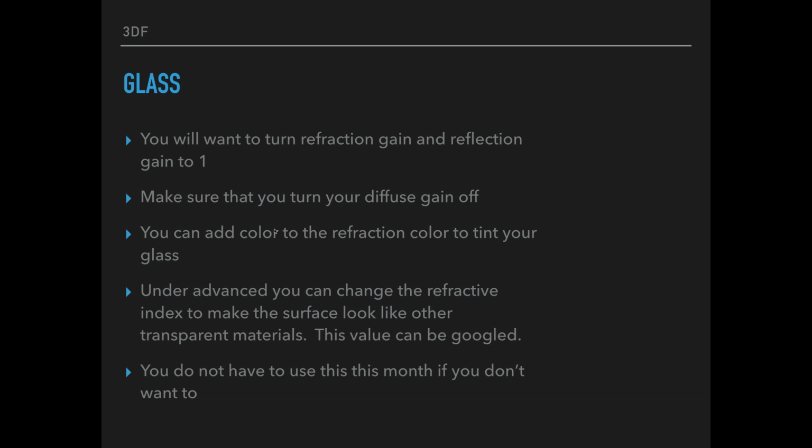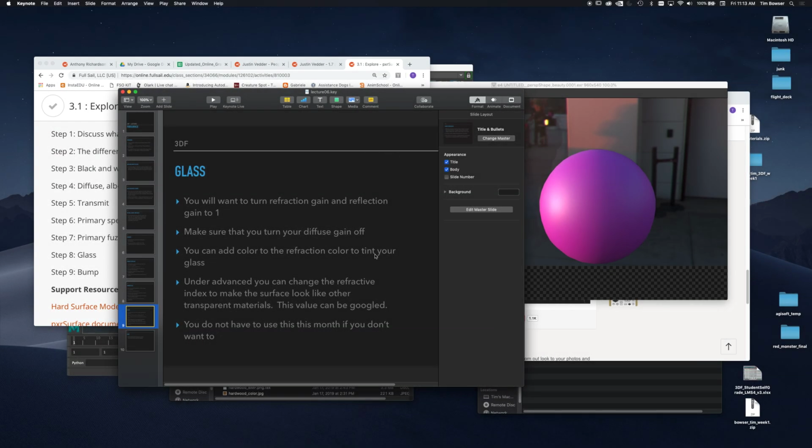And under the Advanced tab, you can change your refractive index to make your surface look like other transparent materials, like plastics, diamonds, water, honey, and you can Google this value. If you look up the refractive index of honey, it'll actually come back and tell you what that is. Again, you don't have to use this attribute this month, but it can be a really fun one to play with.